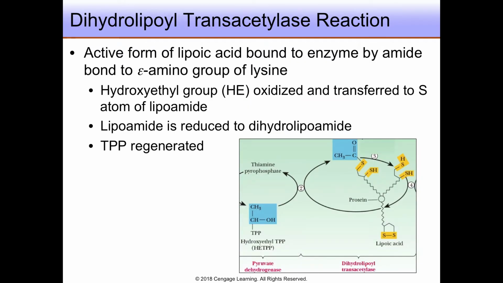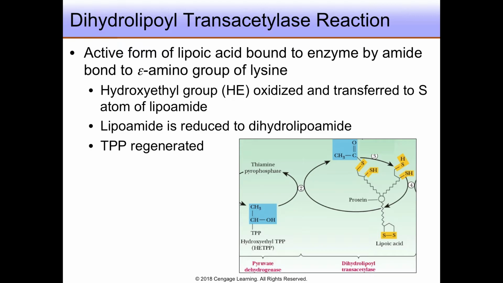The purpose of the next step is to oxidize hydroxyethyl to acetyl and transfer it to coenzyme A, or CoA. This step is catalyzed by dihydrolipoyl transacetylase, which also has a special cofactor. The lipoic acid cofactor is shown in the figure below and is covalently attached to the enzyme by means of the epsilon amino group of lysine.